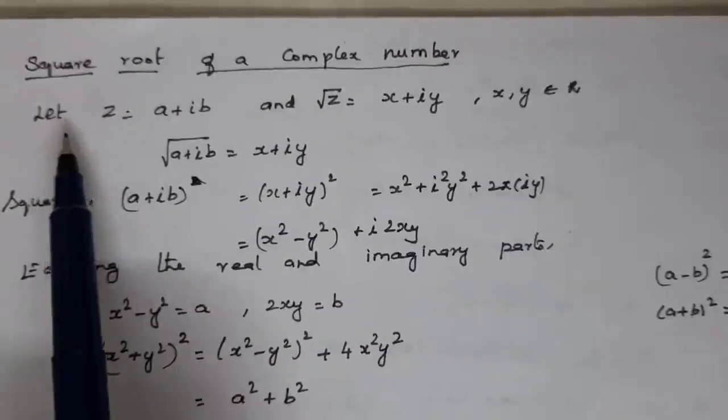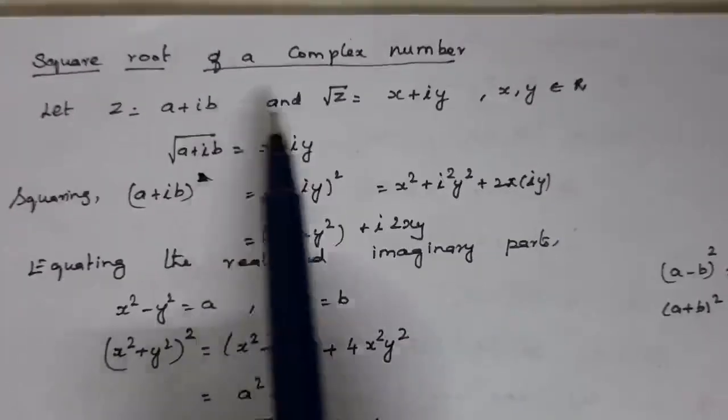Now, consider a complex number z as a plus ib. So, what would be its square root?